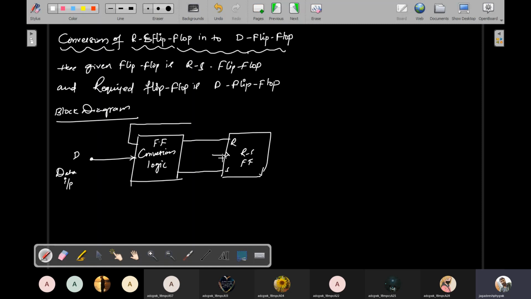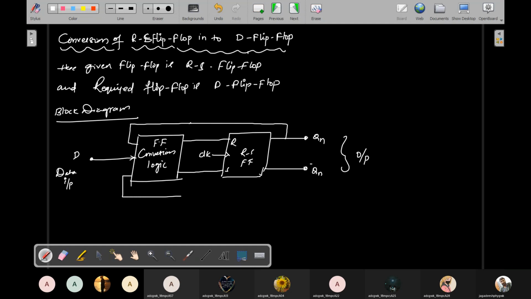And this RS flip flop is nothing but a clocked flip flop, so the clock pulse is here. Simply take the output. What are the outputs? The outputs are nothing but Qn and Qn bar, the present output. And simply connected, because in the conversion table you will connect the two inputs and feed back the outputs. So this is the conversion diagram, and this represents the required flip flop.